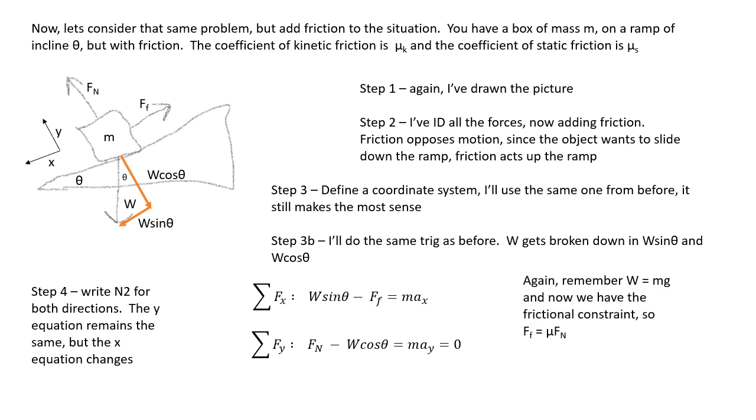Again, remember that the weight is always going to be mg, but now I have the additional constraint called the frictional constraint, so that the force of friction is equal to mu times F sub n. It could either be mu sub k or mu sub s, depending on whether or not my object is sliding or not moving at all.